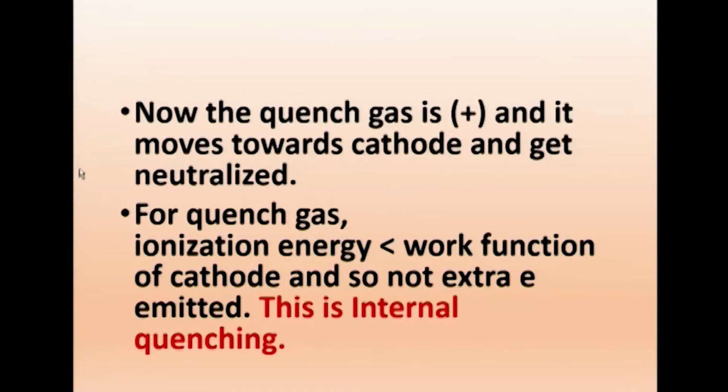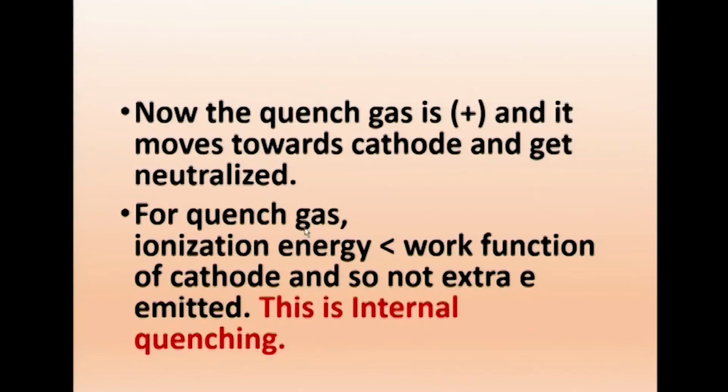So now the quench gas, that is the halogen, is positive and moves towards the cathode and gets neutralized. It will take its own time, but that is not going to create secondary emission. So it will get neutralized. For the quench gas, the ionization energy is less than the work function of the cathode.